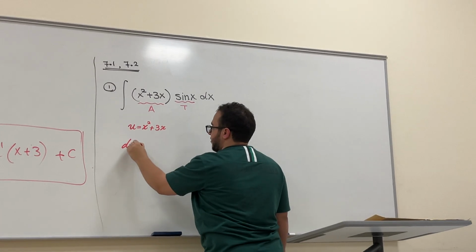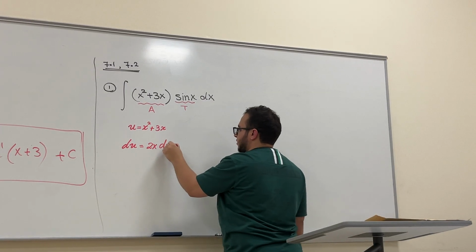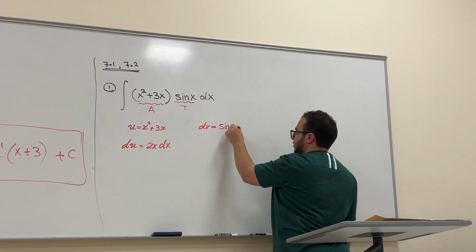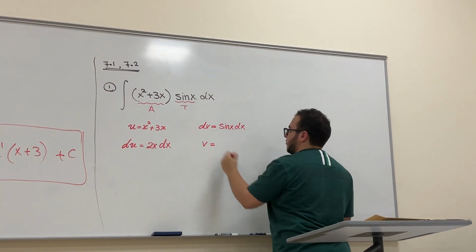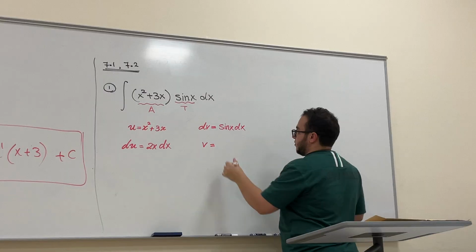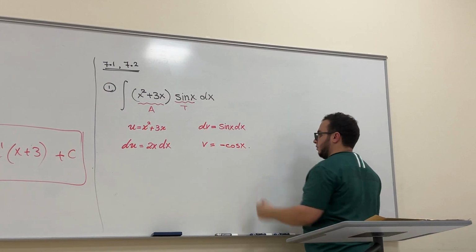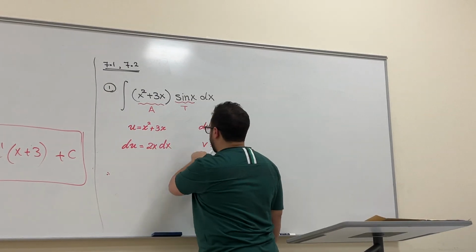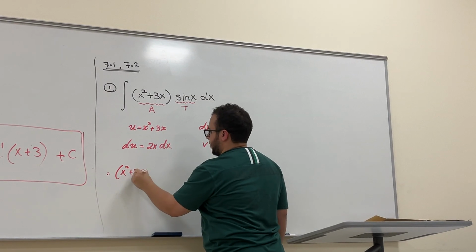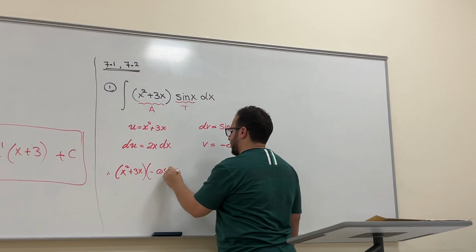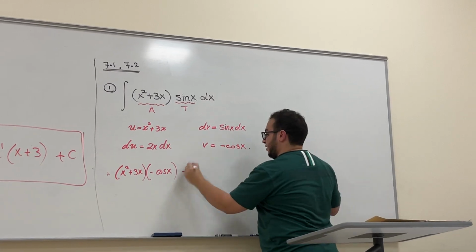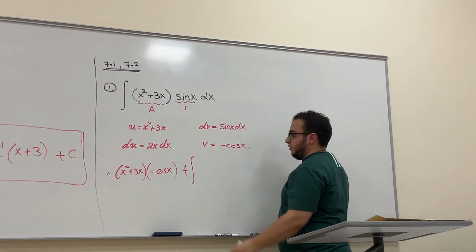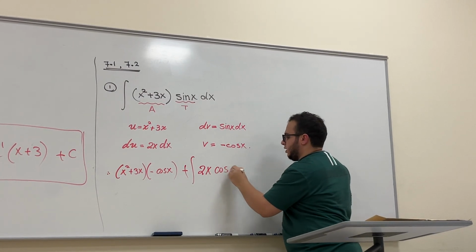Yeah? Yes. du is 2x dx. dv is sin x dx. v is minus cosine. Okay? Okay, you do the magic. So it becomes uv, x squared plus 3x times negative cosine x, minus the integration of v, which is negative, so this makes it positive, and then du. So 2x cosine x dx.